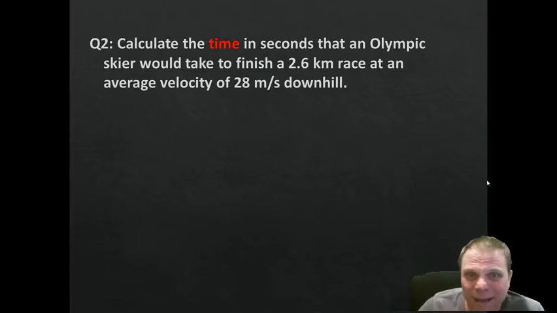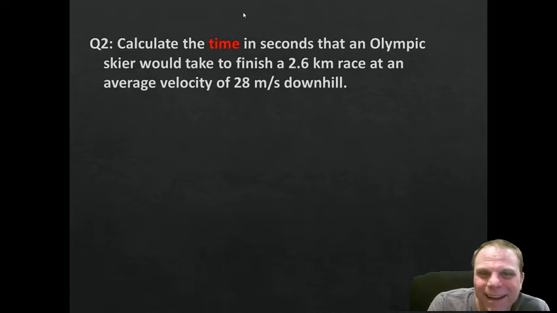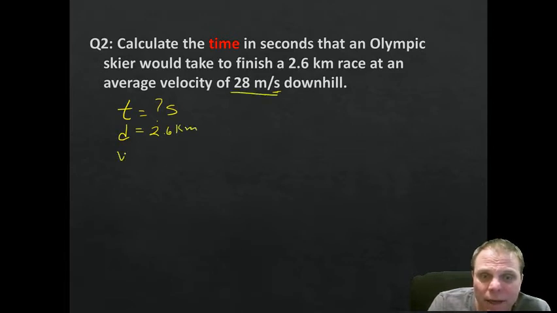Pause, and we're back. All right, how did you do? Calculate the time. So T is equal to question mark, and we're dealing with seconds here, so it's question mark number of seconds. And it says that you're going to finish a 2.6 kilometer race. So my distance is equal to 2.6 kilometers. And I have an average velocity of 28 meters per second down the hill.